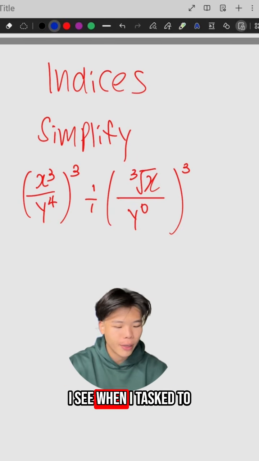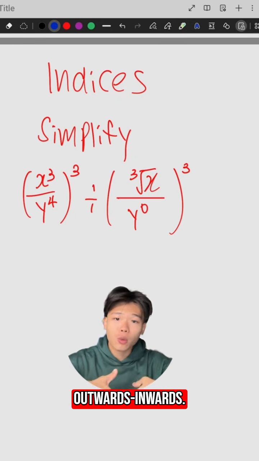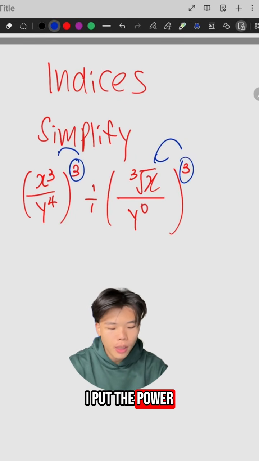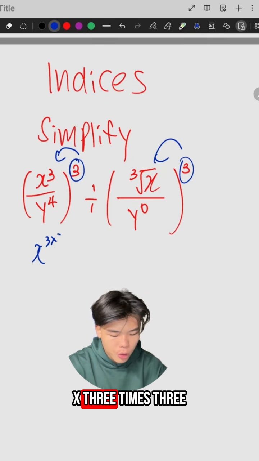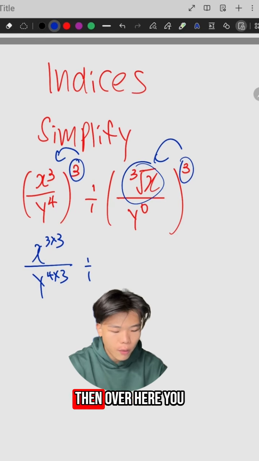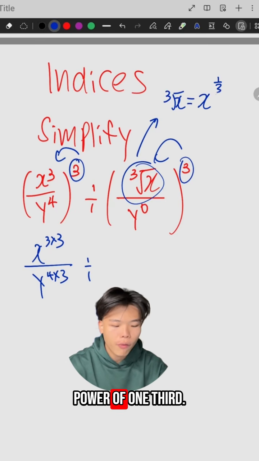So the first thing that I see when I'm tasked to simplify this is that I will always expand outwards in. So what I mean by that is that I have a power here, I have a power here. I'll put the power into the bracket inside first. So that will give me x^3 times 3 over y^4 times 3 divided by, and then over here you remember that when you have cube root x, it is basically x to the power of 1/3.